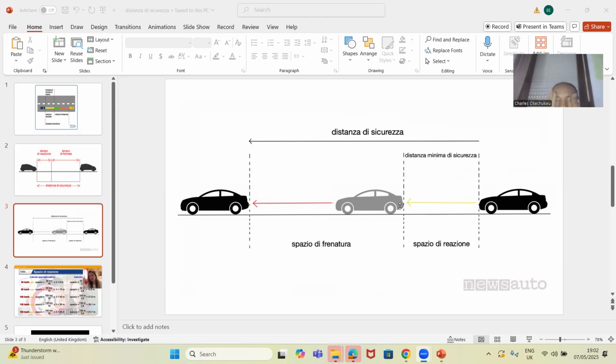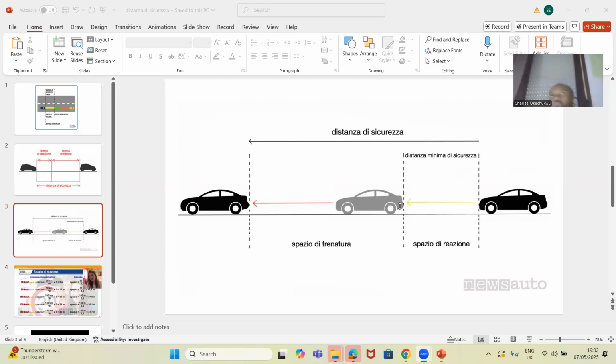Now, under distanza di sicurezza, we have two important factors, and it's very, very important to know these things. Distanza di sicurezza can be divided into two. We have spazio di reazione and we have spazio di frenatura. Another name for spazio di reazione is tempo di reazione. So if you don't write these things down, it's going to be hard for you. Another name for spazio di frenatura is tempo di frenatura. Either you call it tempo or spazio. Is it clear?